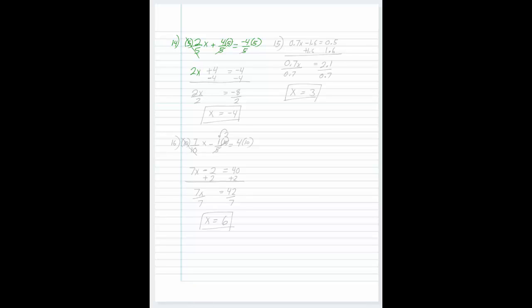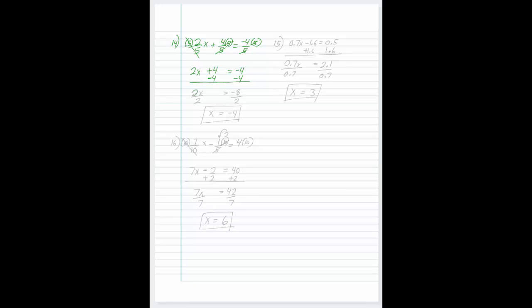Let me subtract 4 on both sides so I can get x alone. So 2x will equal to negative 8. And then finally, let's divide both sides by 2. So x would equal to negative 4. And that is our answer.